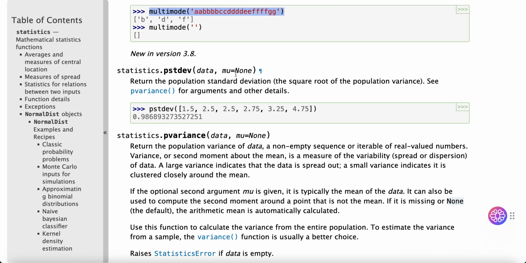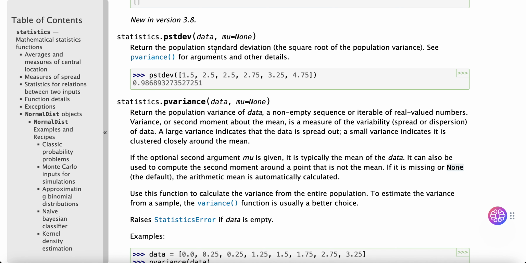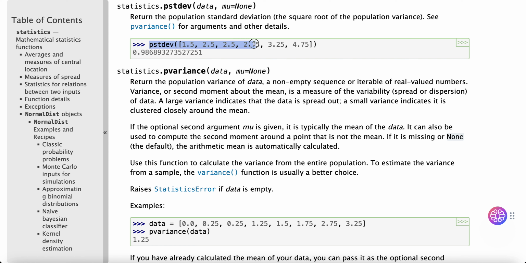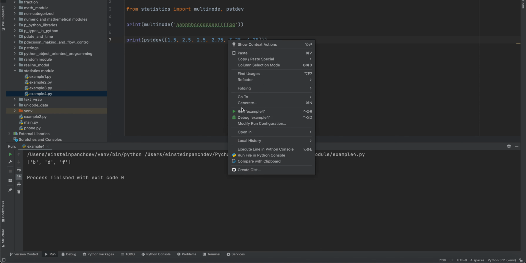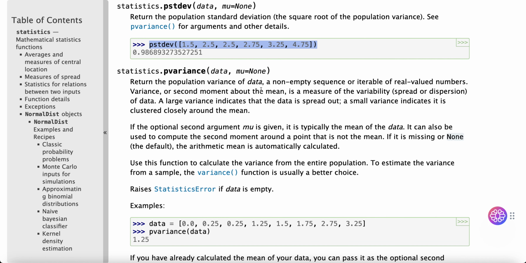statistics.pstdev(data, mu=None). Return the population standard deviation, the square root of the population variance. See pvariance for arguments and other details. pstdev, print pstdev, population variance 0.98.